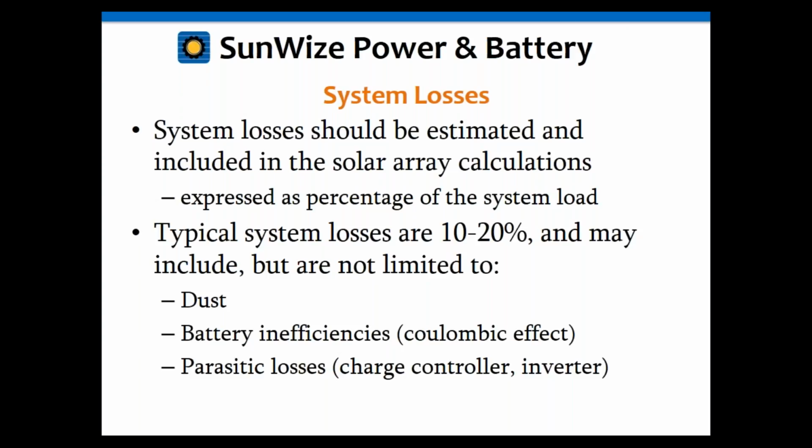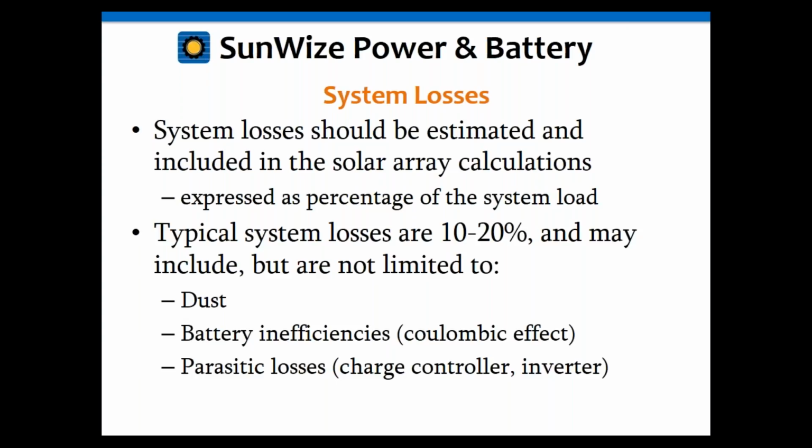Okay, so now we're going to talk a little bit about the system losses. System losses are generally something you're going to have to try to estimate or assume. These may be things like dust accumulation, which we may want to take into account in the modules. Battery inefficiencies, like the Coulomb effect of the batteries. Again, there are losses there when you recharge your batteries. They're not 100% efficient. Batteries usually give that off in the form of heat.